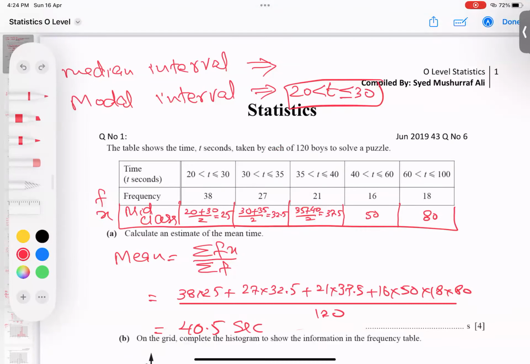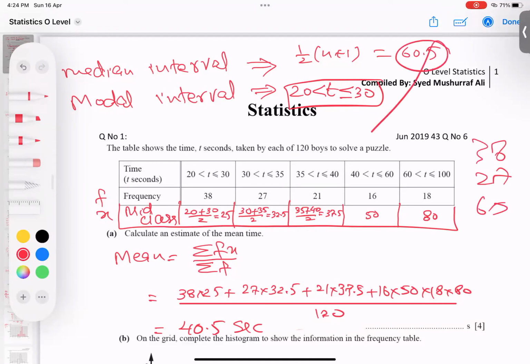And let's do the median. What is the formula? The median formula is half into n plus 1. N is 120, so 121 divided by 2. In decimal I get 60.5, but 60.5 is the middle of the 60th and 61st terms. What is the 60th term? 38 and 27: if I add them, 38 plus 27, I'm getting 65.